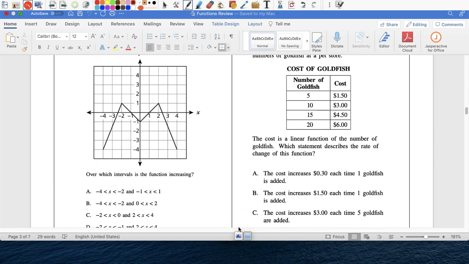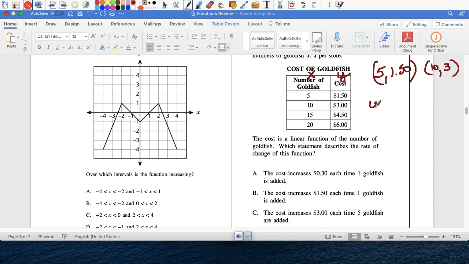All right, so now here again, for this one, this is my X and this is my Y. It says 5 goldfish is $1.50, 10 goldfish is $3. So we need to find the change. How is it changing every time you buy a goldfish? Well, you want the unit rate, right? So you can pick 2 points. Let's pick (5, 1.50), and then another one (10, $3).